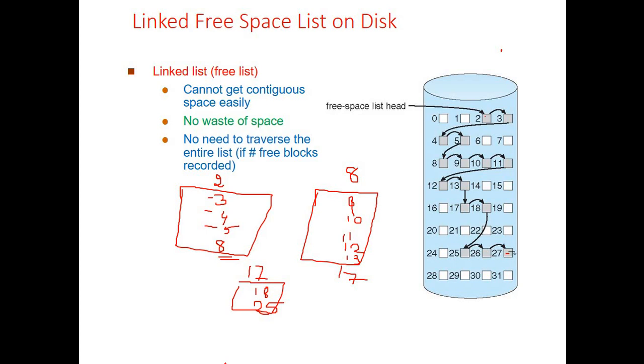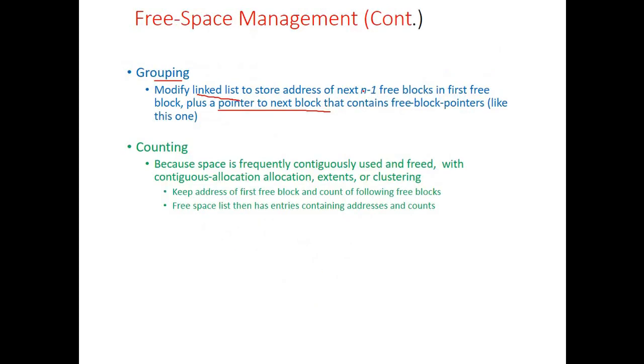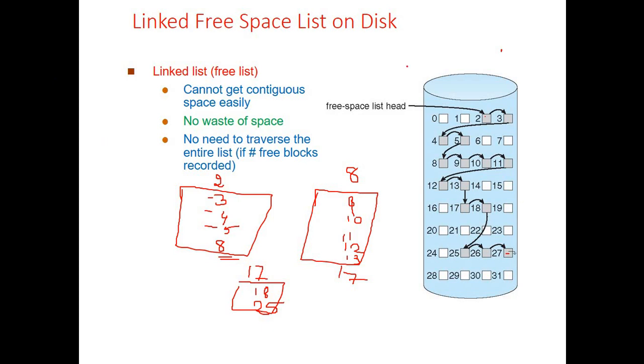Then coming to the counting method. In the counting method, instead of maintaining the free block addresses, it will maintain the count of the free blocks following the free block. In the counting method, block number 2 will have 2 entries: how many free blocks are following 2, and the address of the next free block. So 3, 4, 5, there are 3 blocks following 2. And 8 is the next free block that is holding the next count. That is the meaning of these 2 entries.